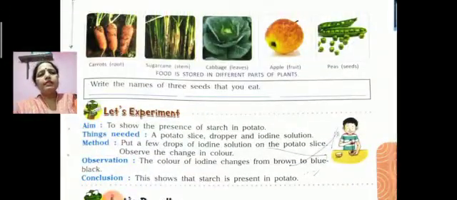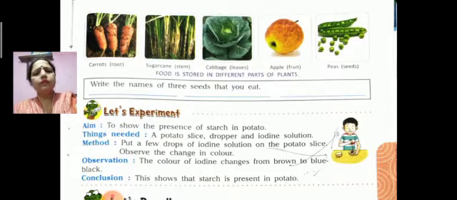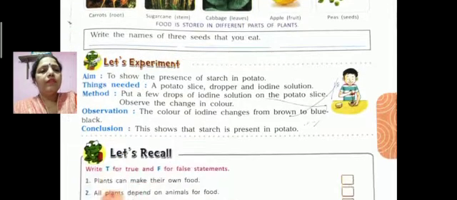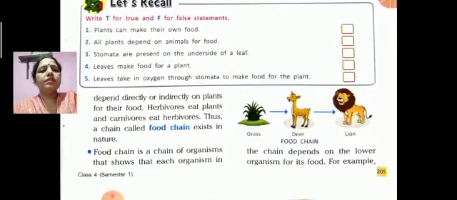Here you can see some fruits and vegetables like carrots, sugar canes, cabbage, apple and peas. Carrot is a root, sugar cane is a stem, cabbage is leaves, apple is a fruit and peas are seeds, and we eat all these things. So now children, here you can see that animals depend directly or indirectly on plants for their food.